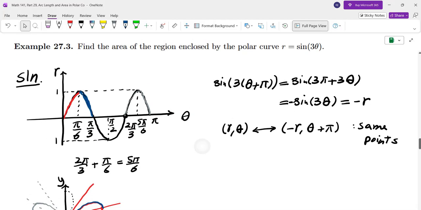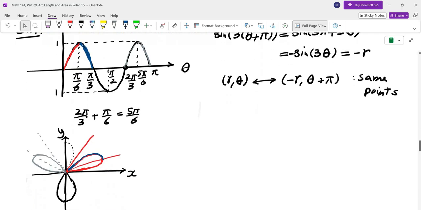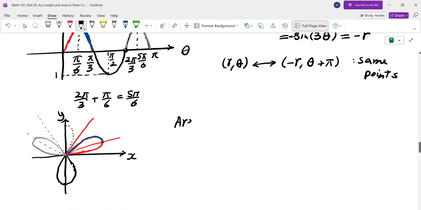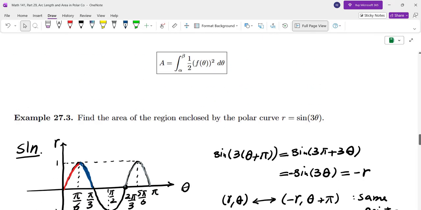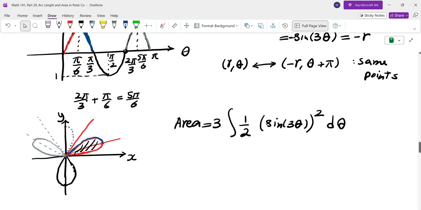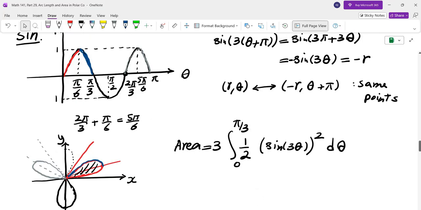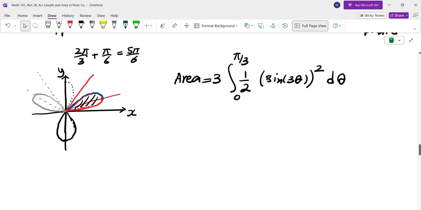Now the question is, find the area of the region enclosed by this polar curve. So the area is going to be 3 times the area of one of these petals. What's the area of one of these petals? It is 1/2 times the function, which is sine of 3 theta, squared, d theta. That was the formula that we found earlier. Now we'll have to find the limits of integration. They are from 0 to pi over 3, as we found earlier. And then the rest would be integration.